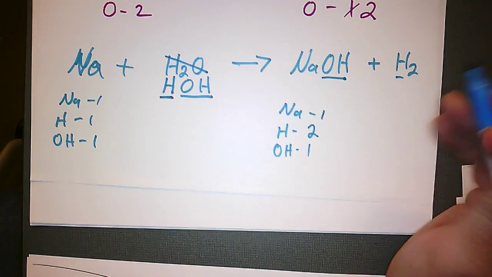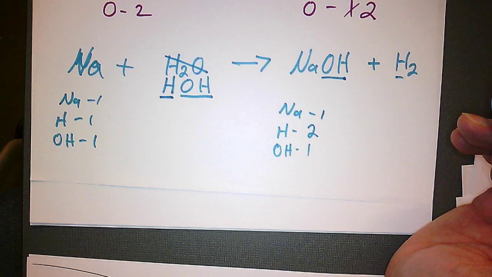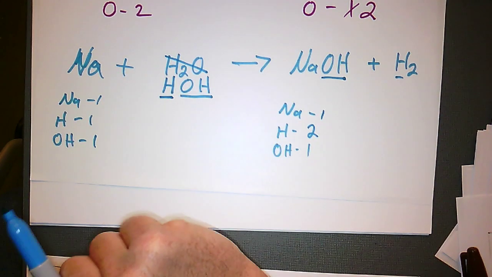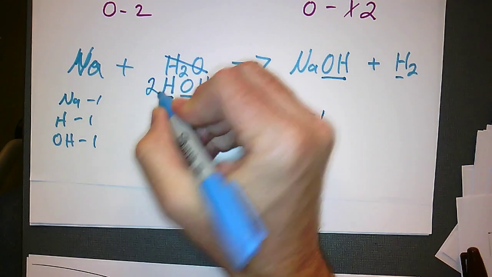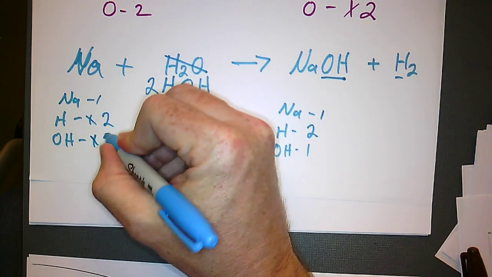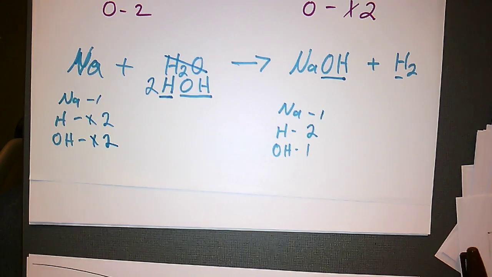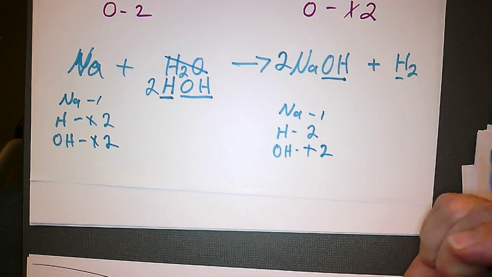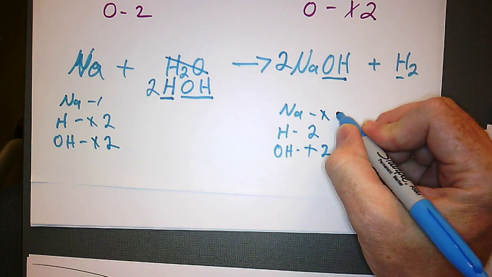So now that we've written it this way, what's not balanced? The hydrogens. So I put a what in front of my HOH? 2. All right, that's going to change my H's. What else is it going to change? The OH, the hydroxide. Okay, now what's not balanced? OH. So what do I need to do this time? Put a 2 in front of NaOH. So that changed my OH. What else did it change? Na. And it becomes 2 as well.